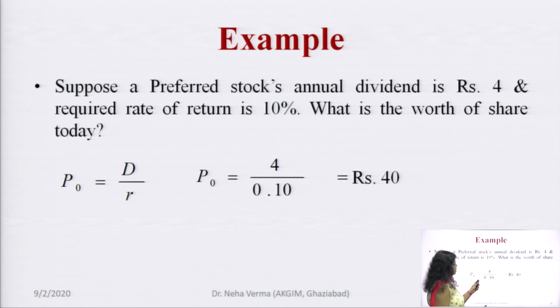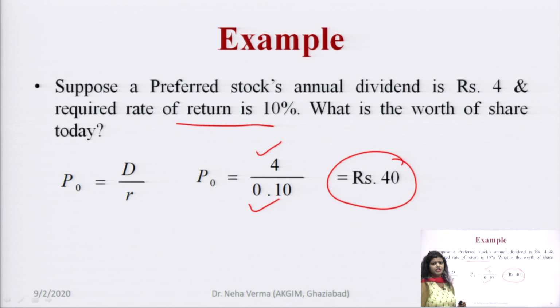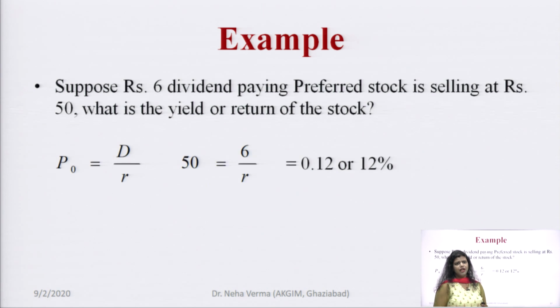So this is one example for your reference of how this model is used for preference share investment. This is the question which has been given: the dividend value is given, and you have been given the required rate of return. Simply dividing the dividend by the required rate of return, you can obtain the value of the preference share, which is the intrinsic value. You can compare this value with the actual market price, and you can take the investment decision. This is another example again for the calculation of preference share valuation.